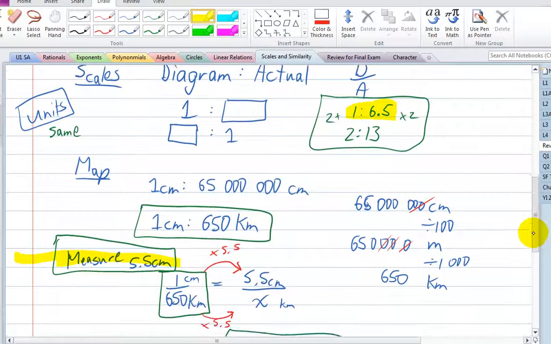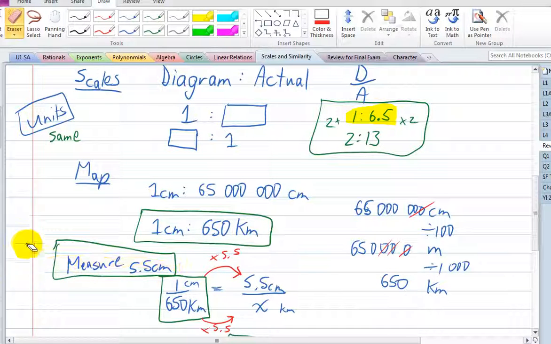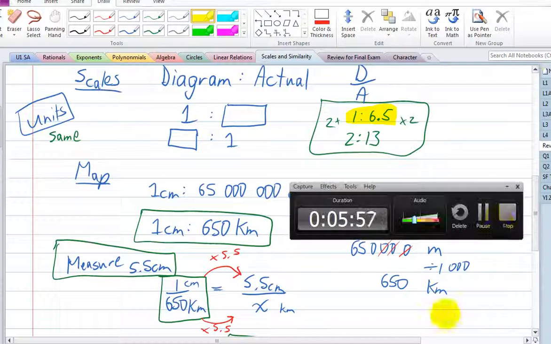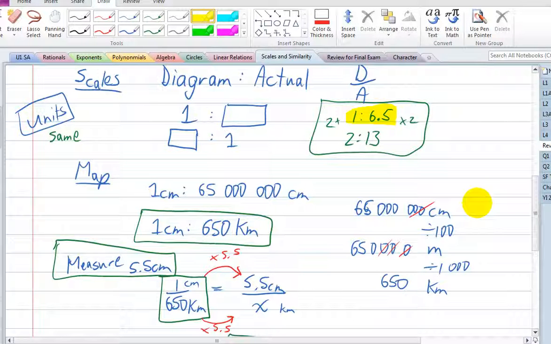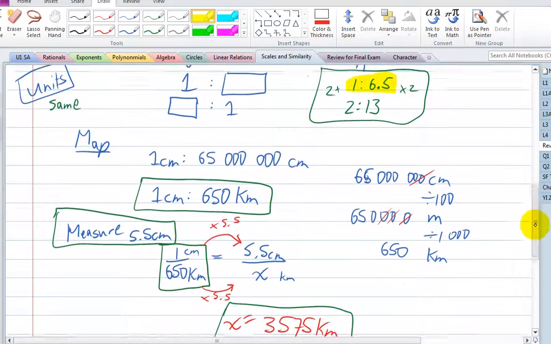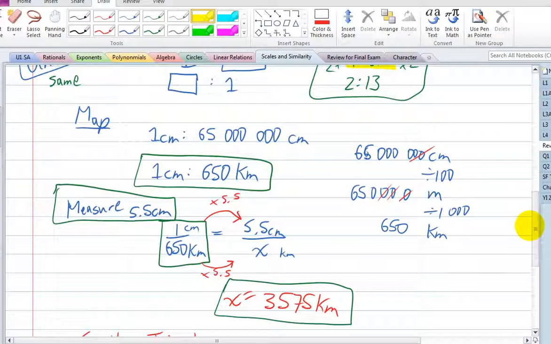What you need to do then is set up your ratio. Okay. So D over A. So once we have the scale factor, you just multiply the bottom by the scale factor to get the new measurement. Any questions? Okay, going on. Here's your answer, 3,575 kilometers in real life distance.